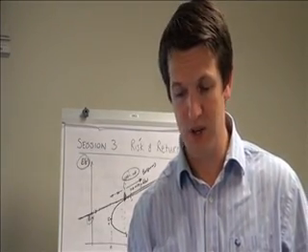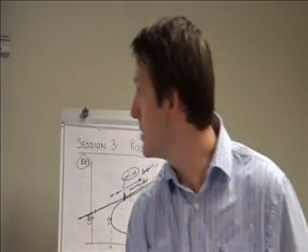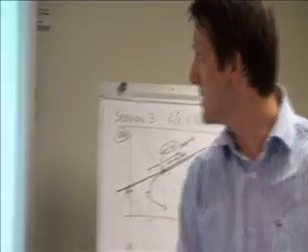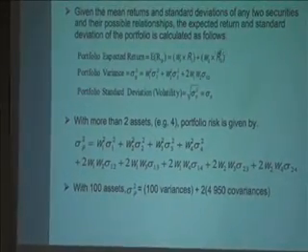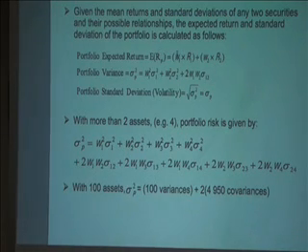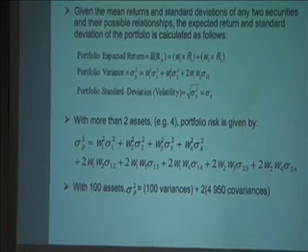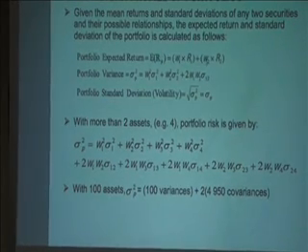The expected return is simply saying that if I have one asset that gives me 10% return and another asset that gives me 15% return, what I need to do to find the return of my portfolio is look at the weight that I'm going to be investing in the first asset and the weight that I'm going to be investing in the second asset. The combination of the two will provide my expected return on the portfolio. It should be really simple.